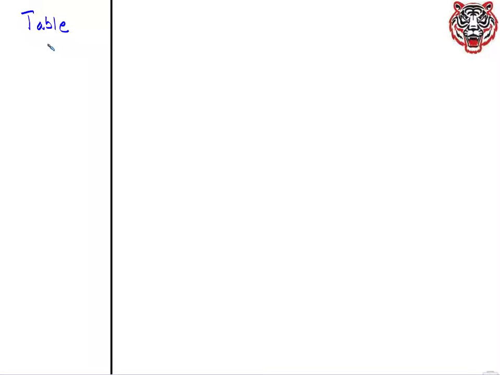Table. What is that in Spanish? Cuadrado? Or is that just square? Mesa? Do you actually use mesa in math?